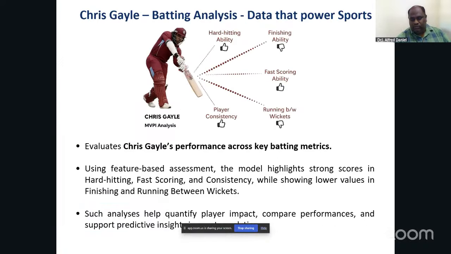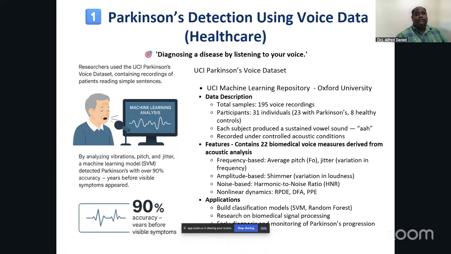So these are the applications. As of now, we have seen 6 applications and their use cases. Now we'll be discussing, as I already told you, specific use cases with data sets. So we'll see 4 predominant use cases. The first one, Parkinson's disease detection using voice data in healthcare.